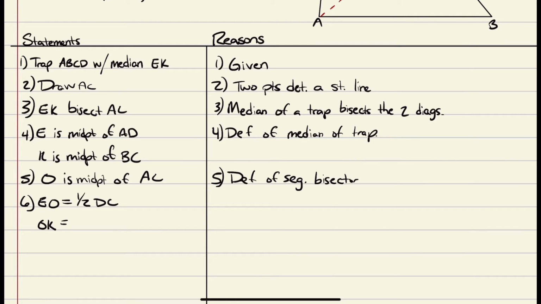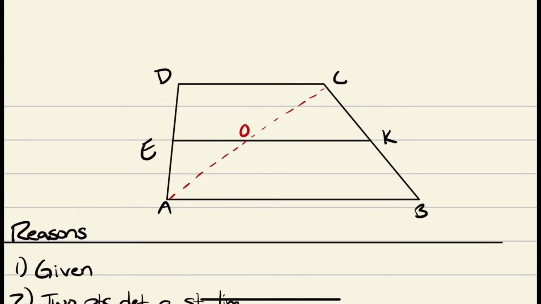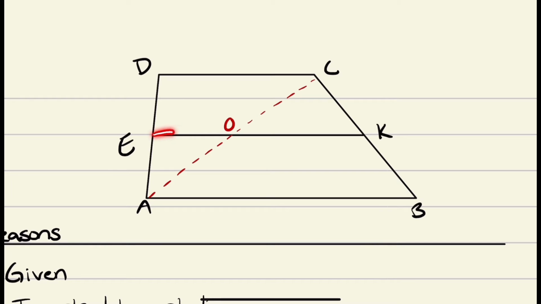Let's take a quick look at what I just said. I said EO is 1/2 of DC. What in the world? That seems super abstract. Why in the world can I say that this part of the median is 1/2 of this base? Let's remember, it's so important to remember theorems, corollaries, postulates, axioms that we've learned in the past. You have to keep bringing it to the future. The more you remember, the easier proofs will be.